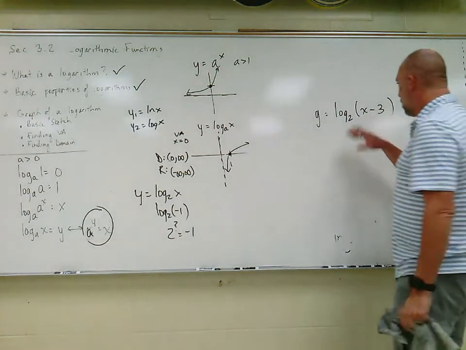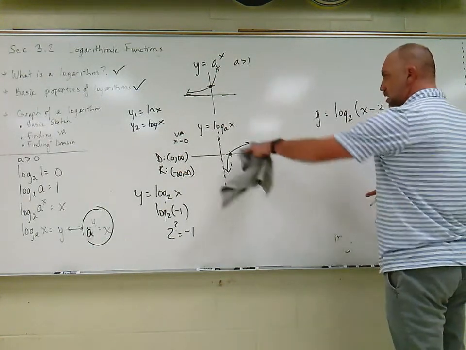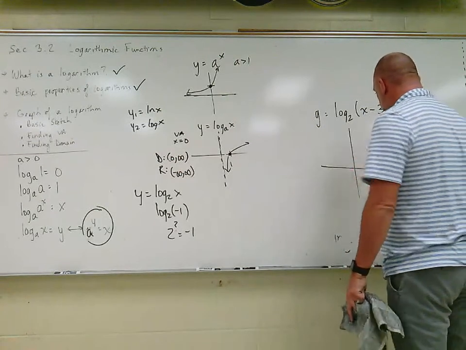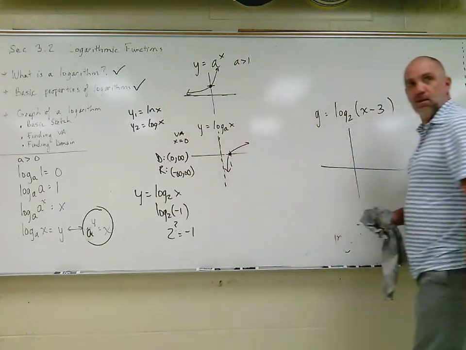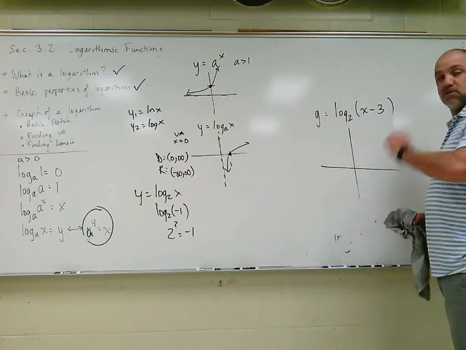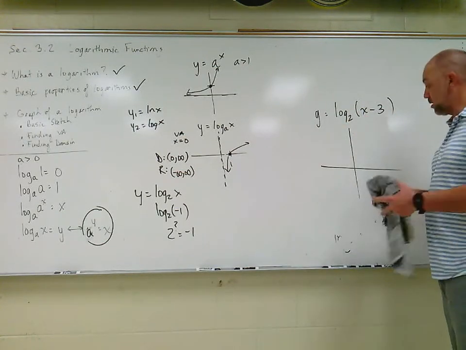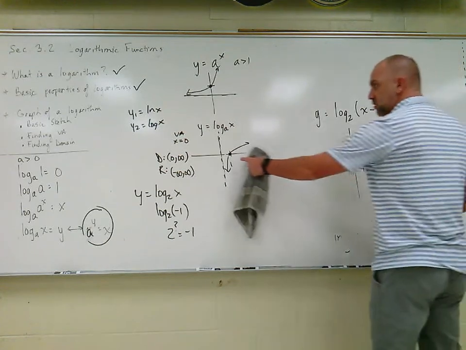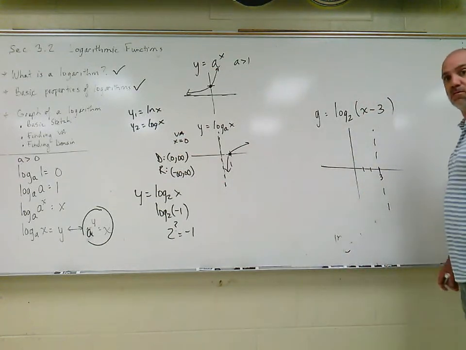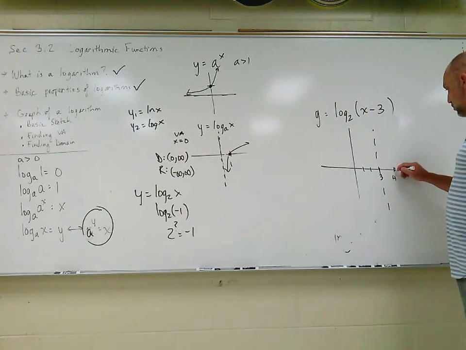So yeah, all I would do real quick, I know my basic graph. Let's see, it's going to move right 3. So where would this vertical asymptote be? The whole picture has to move. 3. 1, 2, 3. Where would this intercept move to? 4. And I would redraw.